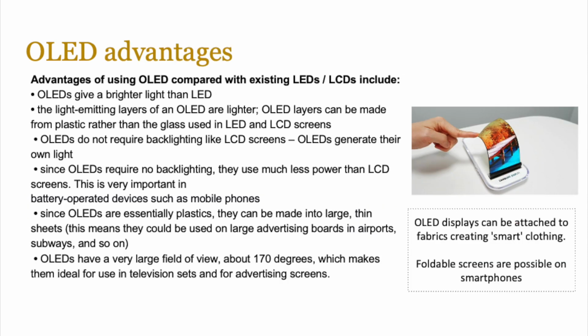So what are the advantages of using OLED compared with existing LEDs or LCD screens? Well, OLEDs give a brighter light than LED. The light emitting layers of an OLED are lighter, and these layers can be made from plastic rather than glass, which is used in LED and LCD screens. OLEDs do not require any backlighting like LCD screens. OLEDs generate their own light.